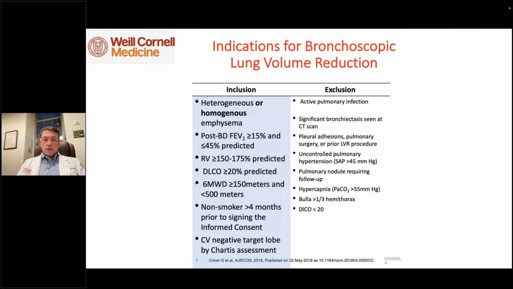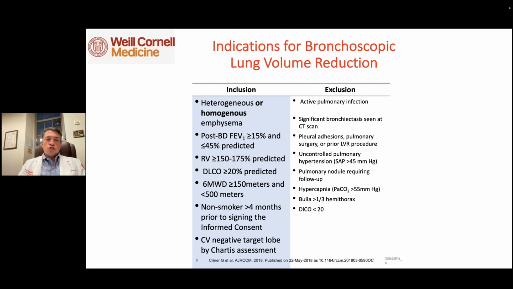This is a very practical summary of inclusion and exclusion criteria for the procedure. These are based primarily out of studies sponsored by Pulmonx. Some of these parameters have been borrowed from the NET trial. So we know that for a bronchoscopic procedure, both heterogeneous or homogeneous emphysema patients could be eligible.